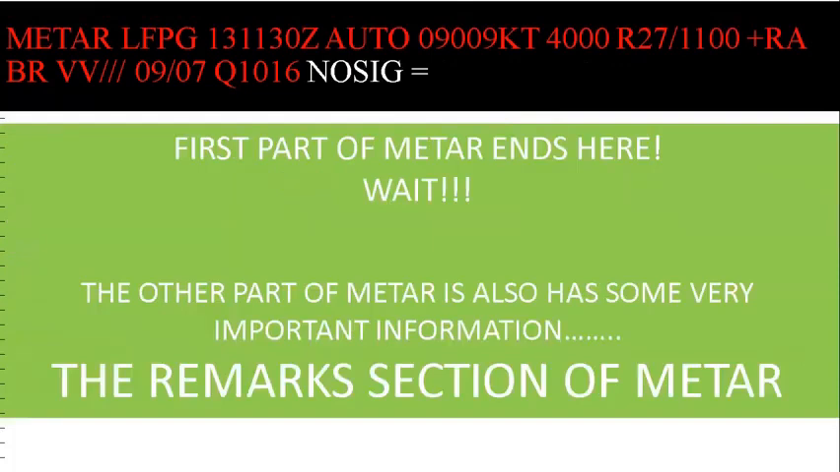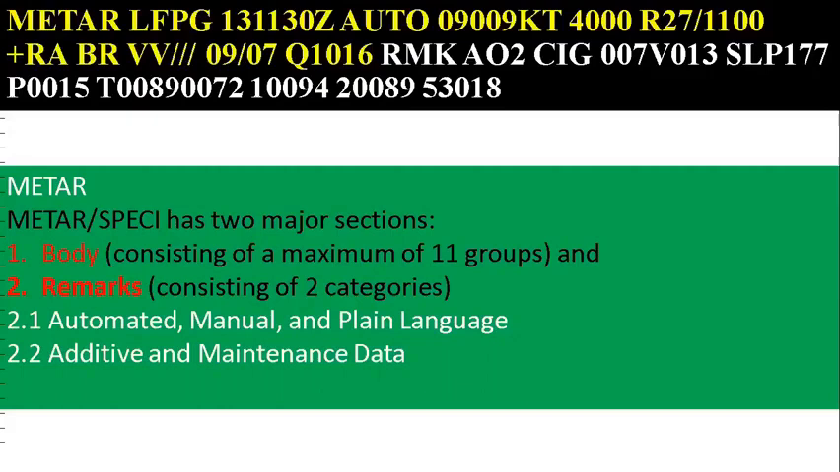So the first part of METAR ends here, but wait, the other part of METAR also has some very important information. METAR has two major sections. First is known as the body, consisting of a maximum of 11 groups, which we have already discussed. The second part is known as remarks. It consists of two categories: first is automated, manual and plain language, and the second is additive and maintenance data.